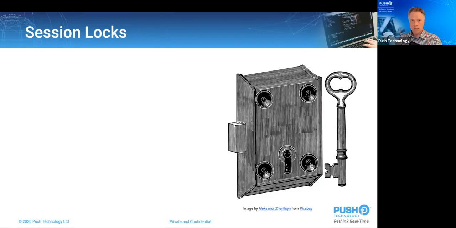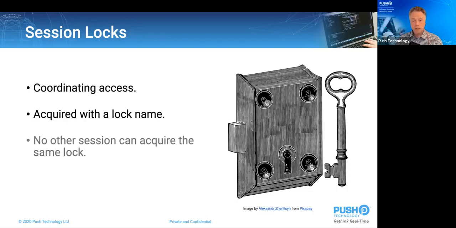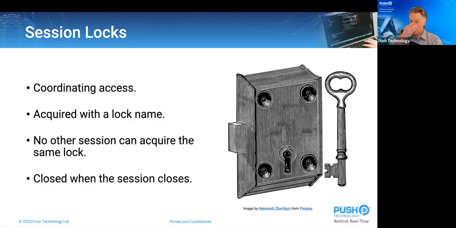Moving on to session locks. Now, session locks are mechanisms managed by Diffusion to coordinate access to shared resources amongst multiple sessions. A session can acquire a lock identified by a lock name. Once the session acquires a lock, no other session can acquire the same lock. On its own, holding a lock does nothing for your session. It grants you no extra permissions. Instead, you use them in combination with an update constraint to assure topic update exclusivity. Locks can be explicitly released, and they're also implicitly released when the session to which they belong is closed.